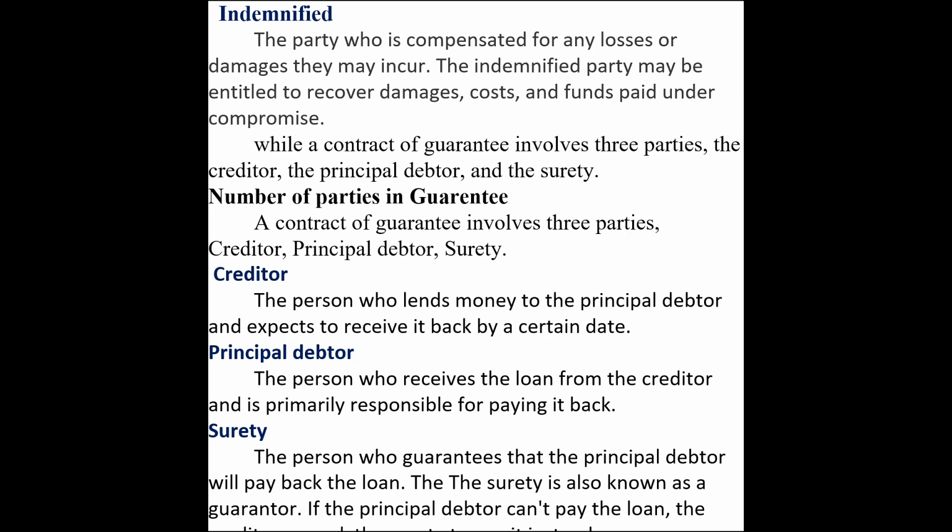Okay. The next one is the number of parties in a guarantee. As I have already said, three persons are there: the creditor, the principal debtor, and the surety. The creditor is the person who gives money to the principal debtor. The principal debtor is the person who receives a loan or any fund from the creditor, and is primarily responsible for paying back that amount. The surety is the person who gives a guarantee that the principal debtor will pay back the loan to the creditor.